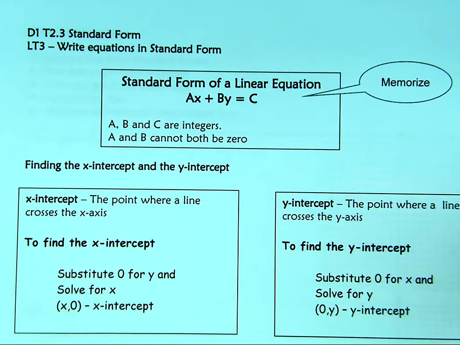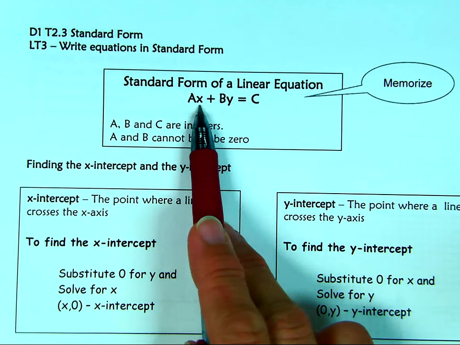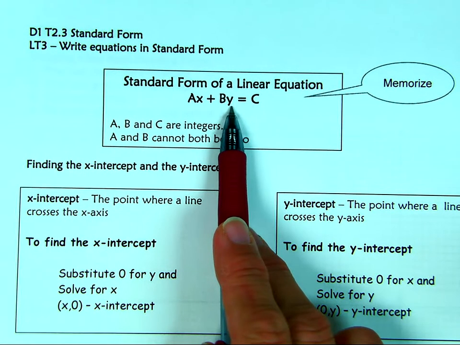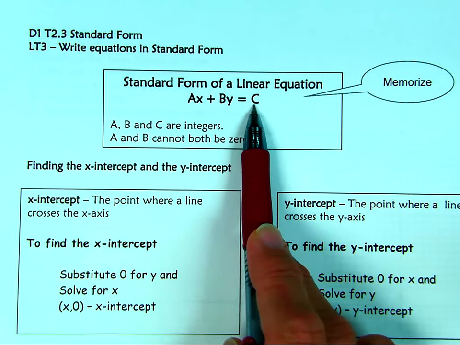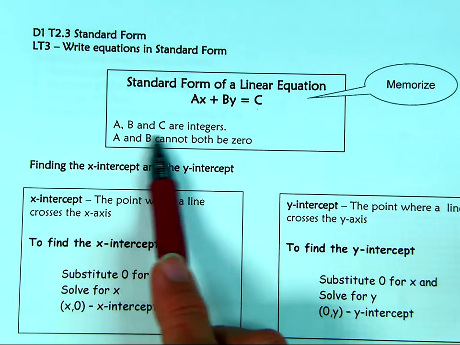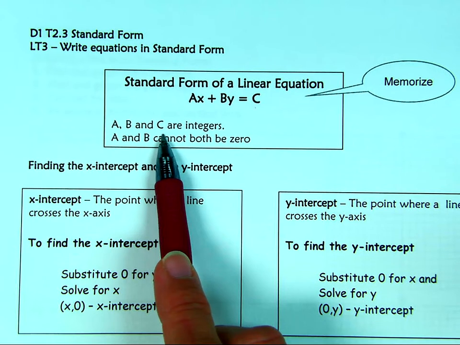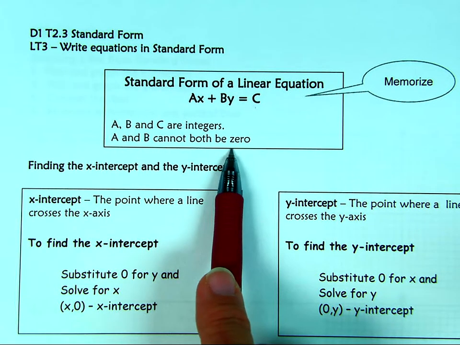There are 3 forms, and this is the last of our 3. Standard form looks like this. Remember, the x and y are actual variables. They're always going to be x and y. And then a, b, and c are going to be numbers, but here is the special thing about standard form. A, b, and c always have to be integers, so you won't have any decimals or fractions. And a and b cannot both be 0, so you can have one of them 0.